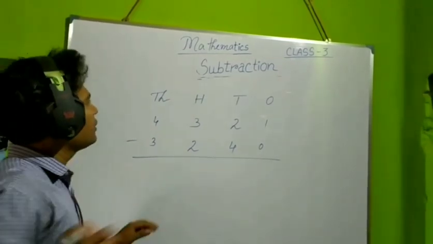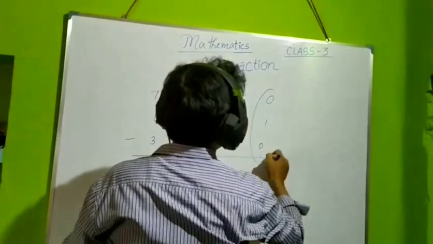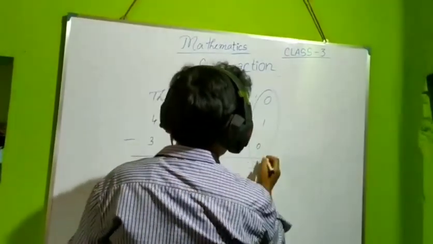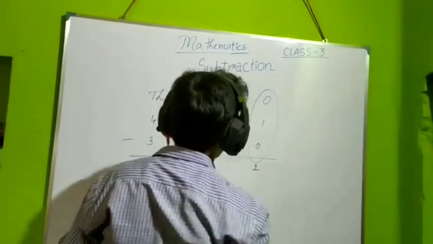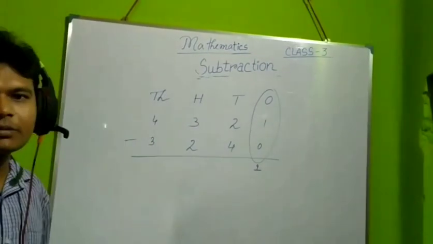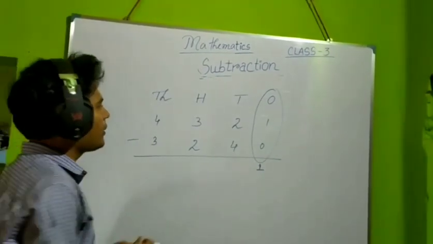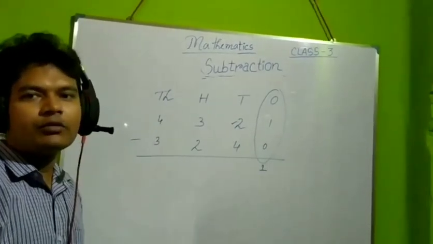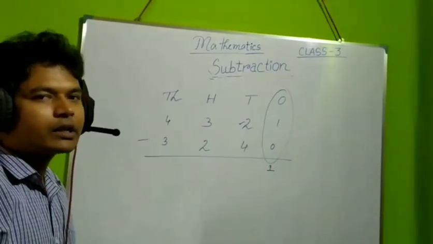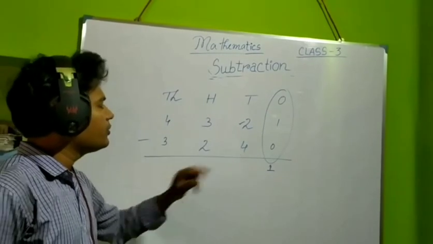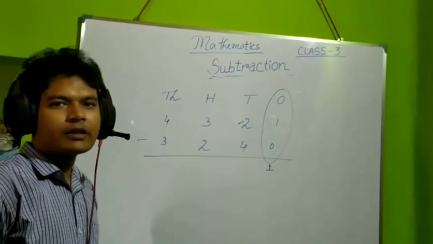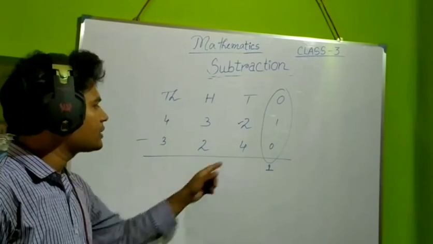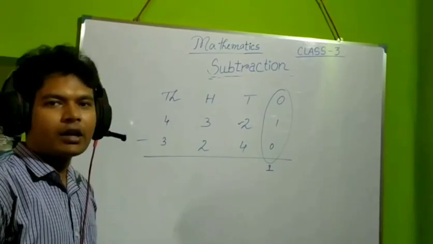Now again, according to the rule, start from the ones place. So 1 minus 0, the result is 1. Now you come to the tens place. You can check here that 2 is smaller than 4. Now how will you subtract this 4 from 2? It is not possible. As we know, we always subtract a smaller number from a greater number.